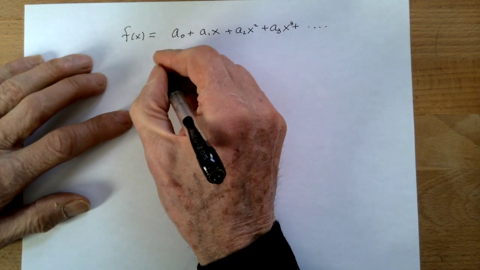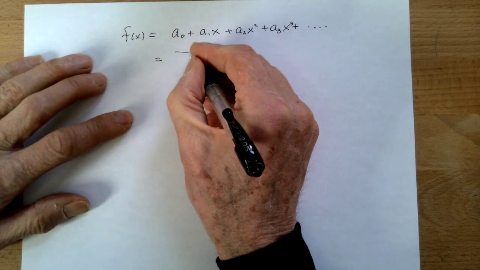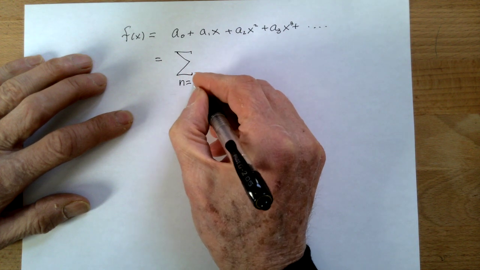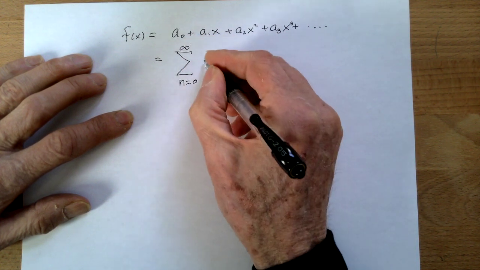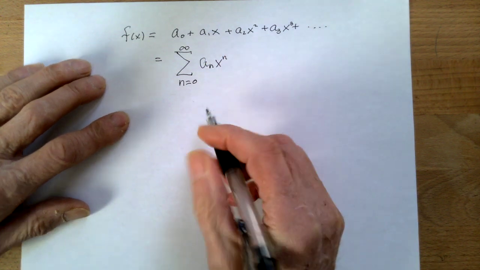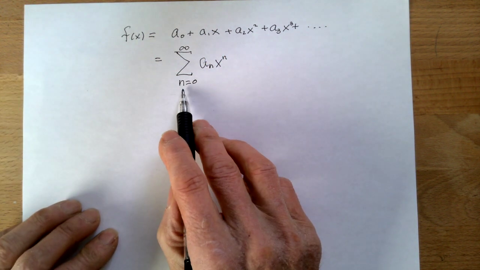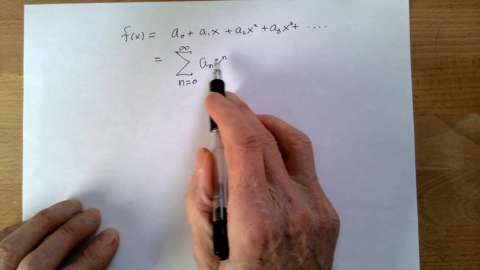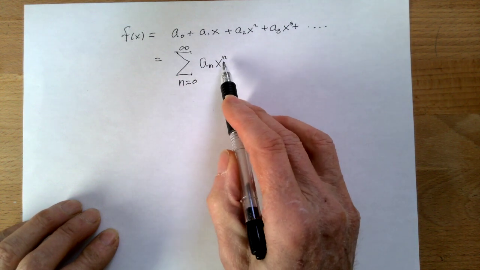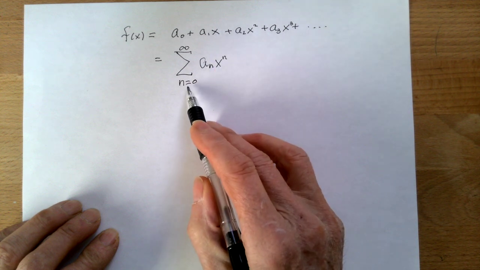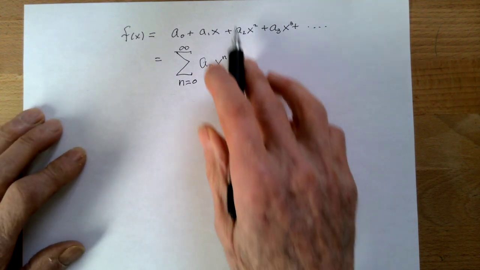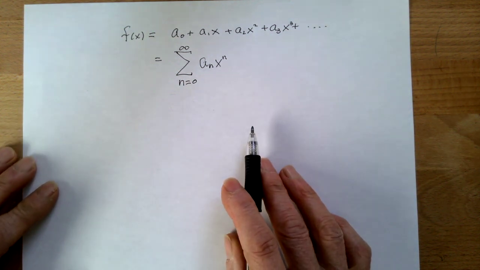And we could also write this in shorthand notation with the summation formula with an index. So you can see as n equals 0, we get a0 times x to the 0, which is a0. When n equals 1, we get a1 times x to the first. When n equals 2, we get a2 times x squared, etc. So these two formulations are the same.